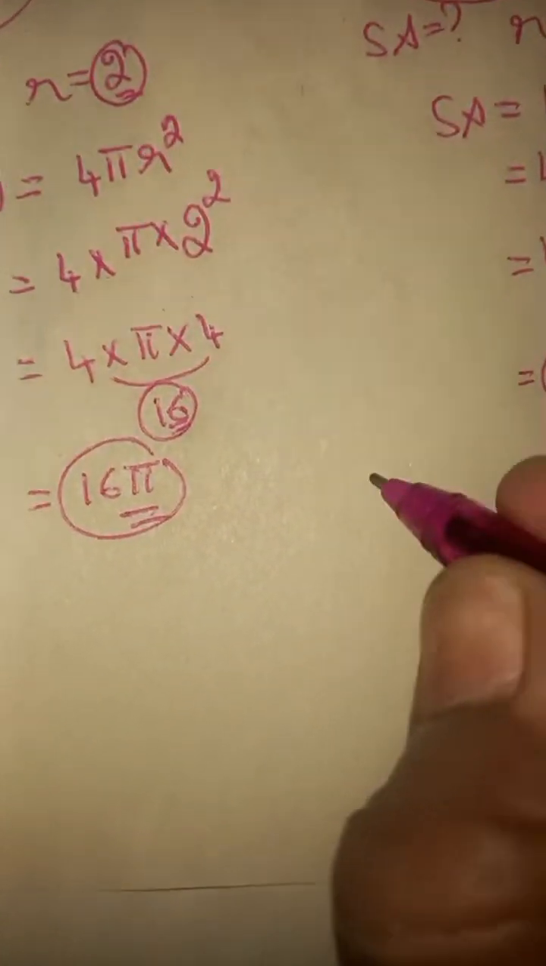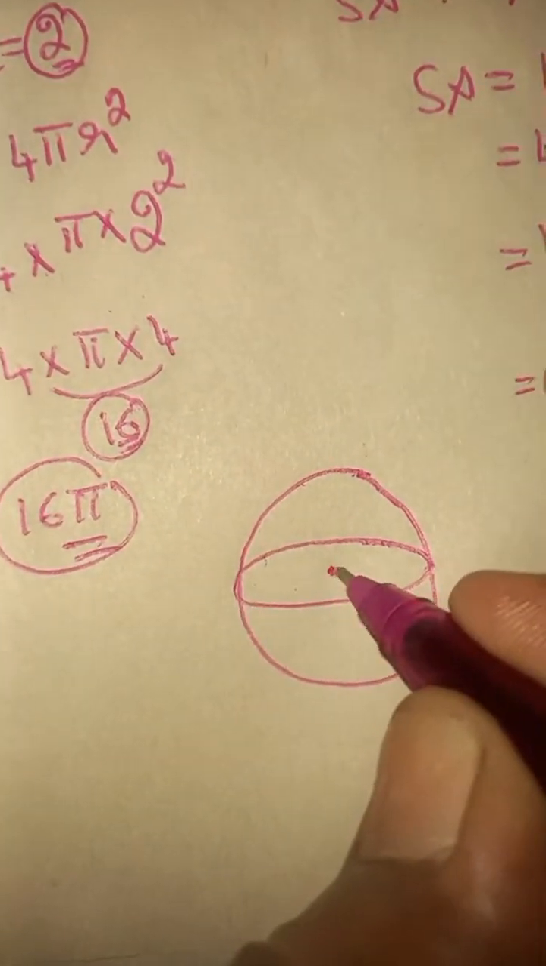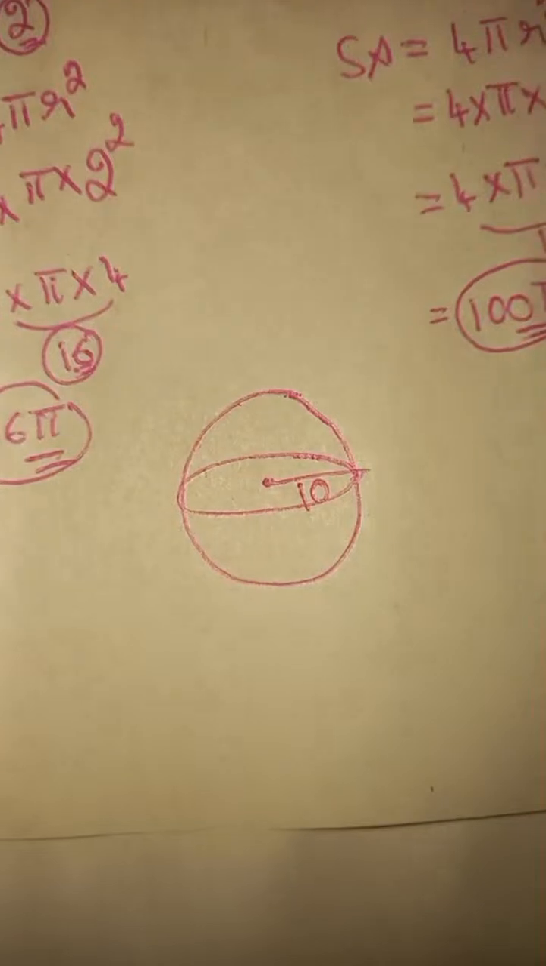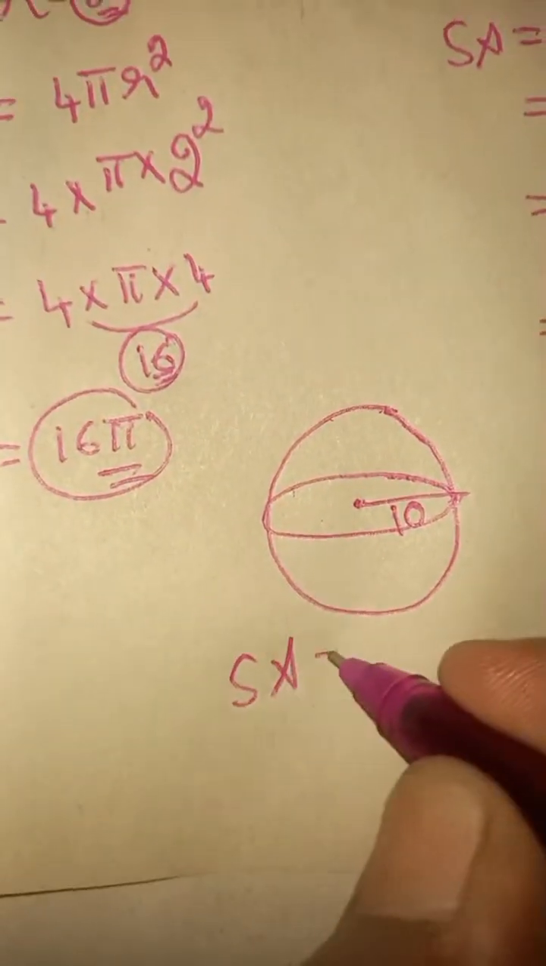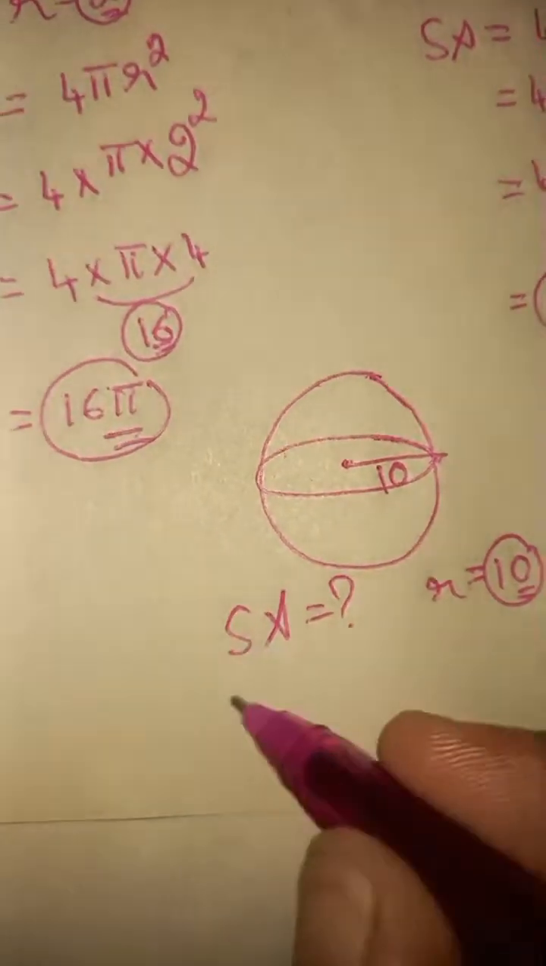Let's take another sphere. In this sphere they have given the radius of the sphere as 10 units. You need to find out what the surface area is when they have given the radius as 10 units. You can do it out.